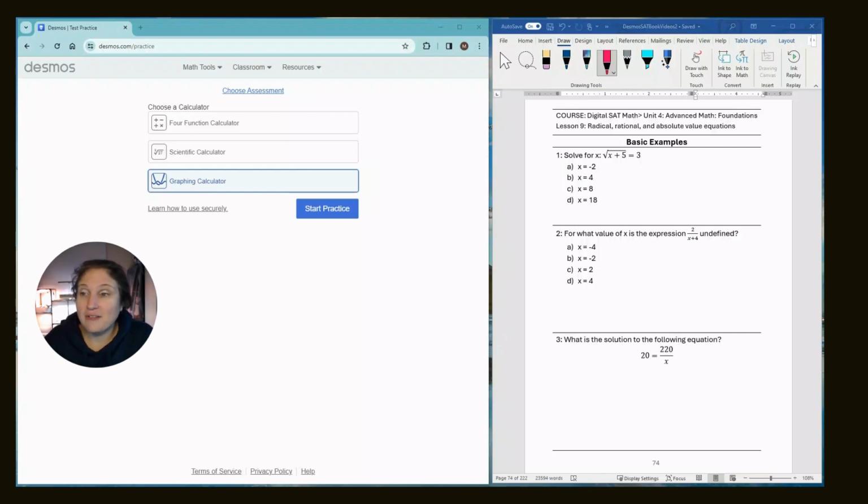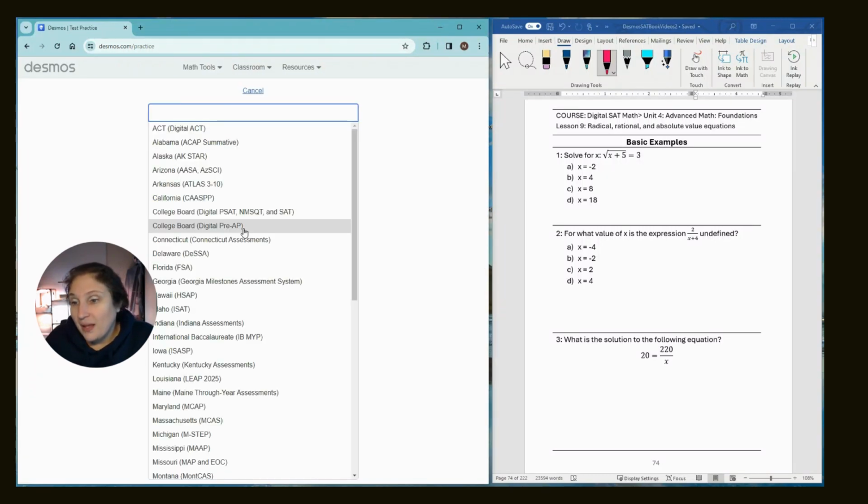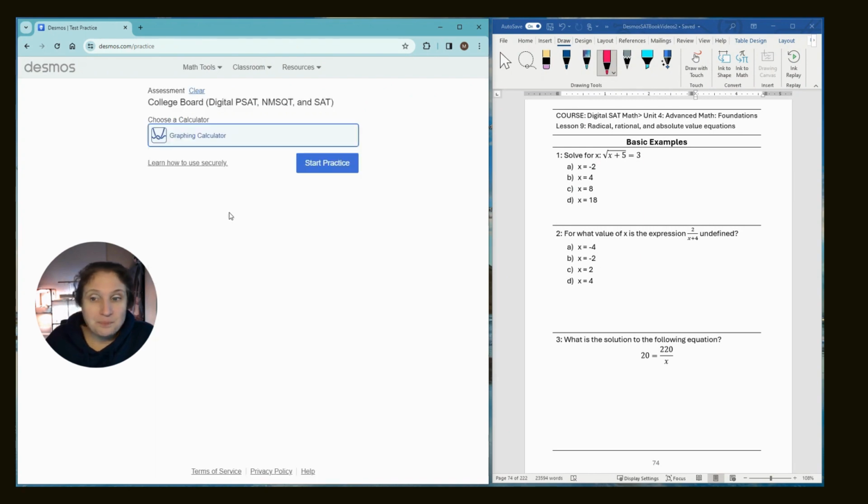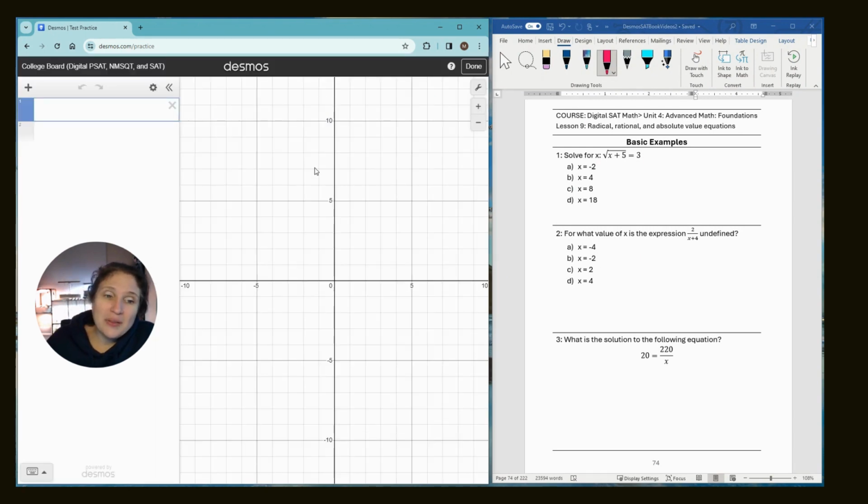It's $14.95 on Amazon. Open up the Desmos calculator, click Choose Assessment, and let's hit College Board. All right, so what I love about this is it's so easy. This part of the unit, it's like, really, do you know how to interpret the calculator? That's literally what this whole part is.